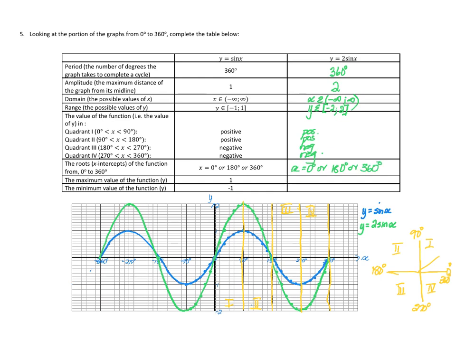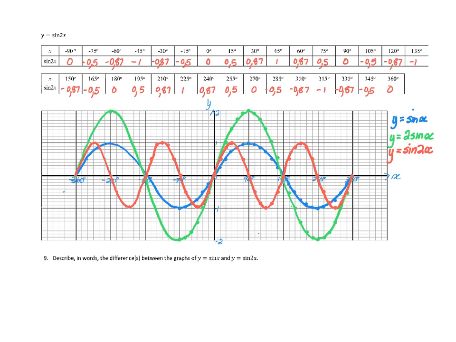What is the maximum value of the function? It goes up to 2, and the minimum value of the function is -2. You can see from this table that the only thing that is changed by adding a constant in front of the function sine x is the amplitude, which has affected the range and the maximum and minimum values.